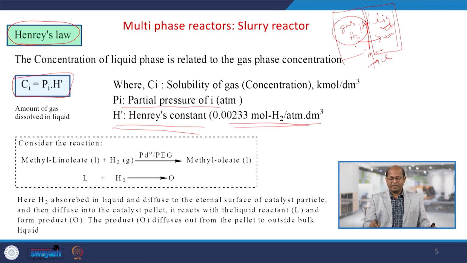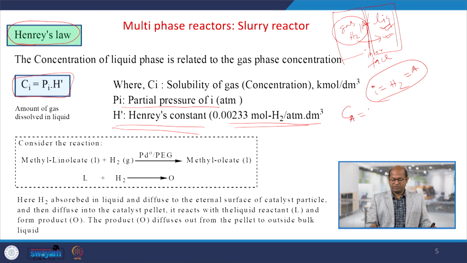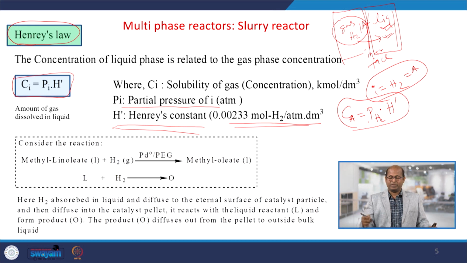Here component i is the hydrogen, or A you can say. The component concentration C_A, or C of hydrogen, if you want to know, is the partial pressure of hydrogen times Henry's constant. So this way we can express it. If you want to measure the concentration of hydrogen in the liquid, we know the partial pressure of hydrogen, meaning the pressure present due to the hydrogen or gaseous component in the system. If you know the partial pressure, you multiply it with Henry's constant H prime.